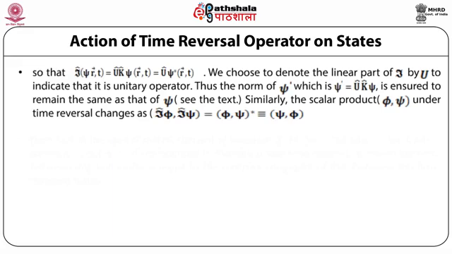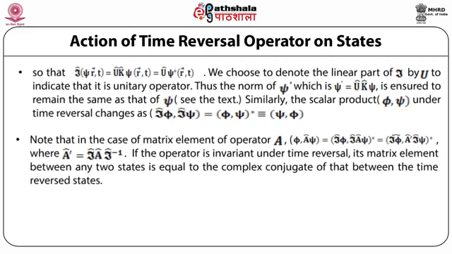And this can also be written as the scalar product of the function psi and function phi. That means the order in the scalar product gets reversed. Note that in this case, if we are considering an operator A, and a time reversal operator acts on the operator A, then the matrix elements of this operator A are given as, so we take a scalar product of a function phi and operator A acting on function psi.